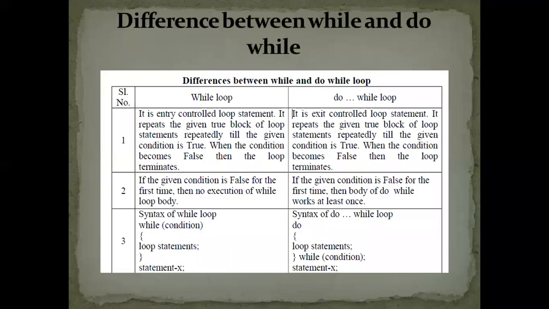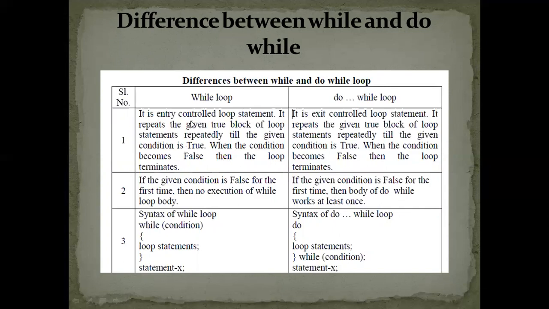Next, we have gone through what a while and a do while statement are. So these are the differences. Take two columns, while and do while. As I told you, while is an entry control loop statement. It repeats the given true block of loop statements repeatedly till the given condition is true. When the condition becomes false, the loop will be terminated.